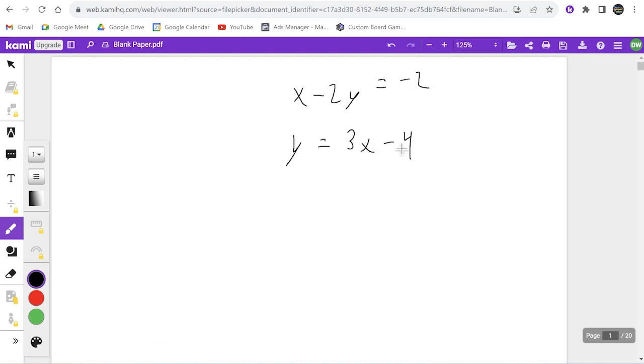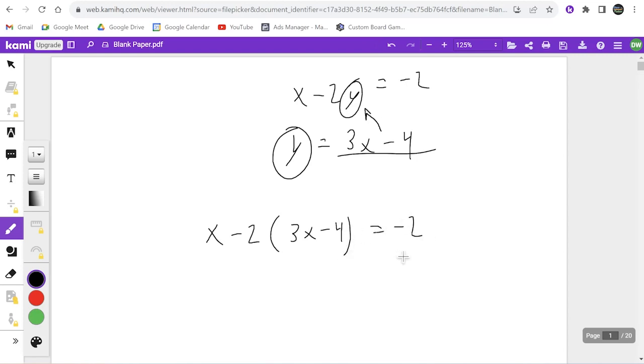And then now for the other one, we have x minus 2y equals negative 2 and y equals 3x minus 4. Since this is in the form y equals, I'm going to do the opposite this time. I'm going to replace this y with 3x minus 4 right there. So in other words, this one's much more complicated. It's x minus 2 parentheses 3x minus 4 equals negative 2. Notice the only difference between the first equation and this one is I replaced my y with 3x minus 4 because that's how you do the substitution method.